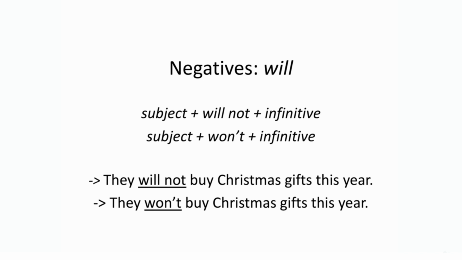To form negative sentences in the future tense with the auxiliary will, we use the construction subject plus will not plus infinitive. We can also contract will not to won't. They will not buy Christmas gifts this year. They won't buy Christmas gifts this year. Both sentences are correct, but we are more likely to use the contraction in the second example in spoken English.